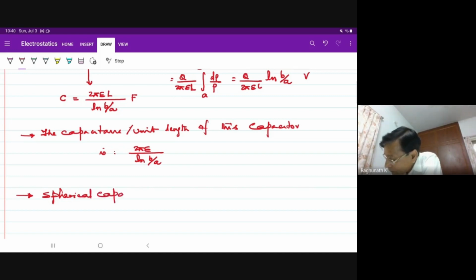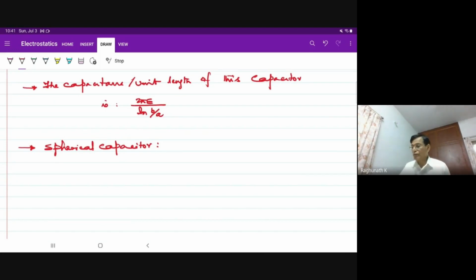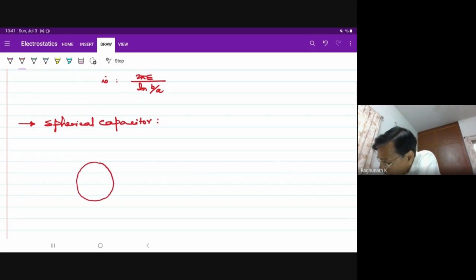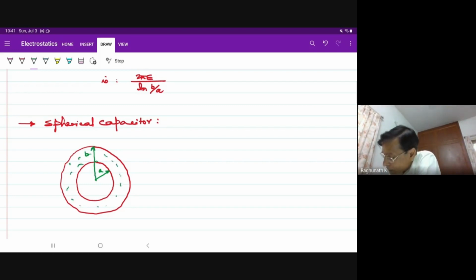Spherical capacitor. This consists of two concentric metallic spheres of radii A and B, with a dielectric separating these two conductors.